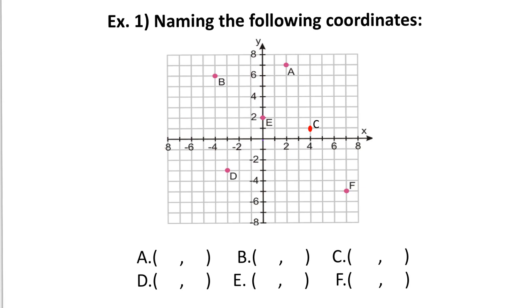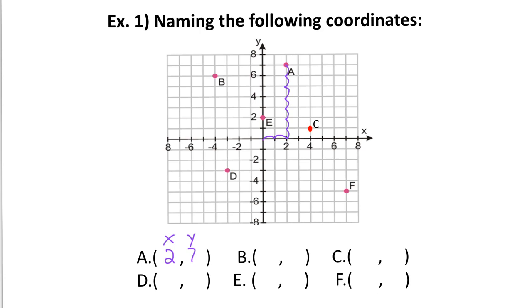I need to go to the right. 1, 2. So notice that you always start with the x coordinate. You go to the left or to the right. So it is a positive 2. On the bottom coordinate right here, the numbers have to be inside of parentheses. That's how we always have an ordered pair. So we're going to have positive 2. So that's going to be my x. And then I'm going to go up. 1, 2, 3, 4, 5, 6, 7. So my y coordinate, or my y value, is 7. So my point A is at (2, 7).